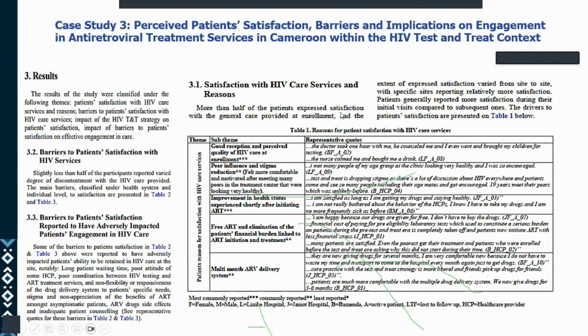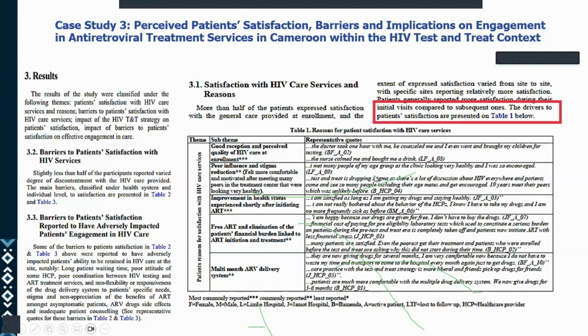So more than half of the patients expressed satisfaction with the general care provided at enrollment. You can see here that the drivers of patient satisfaction are presented in table 1 below. And you directly see what table 1 is. Reasons for patient satisfaction. You see how themes, sub-themes, and codes are presented here. You see the qualitative aspect of it. You can only present codes without putting them into tables, into matrices, but you can still do the reverse and present them in matrices where they are even easily identified.